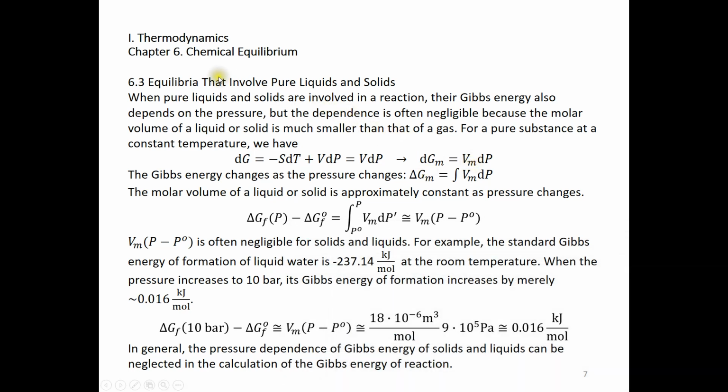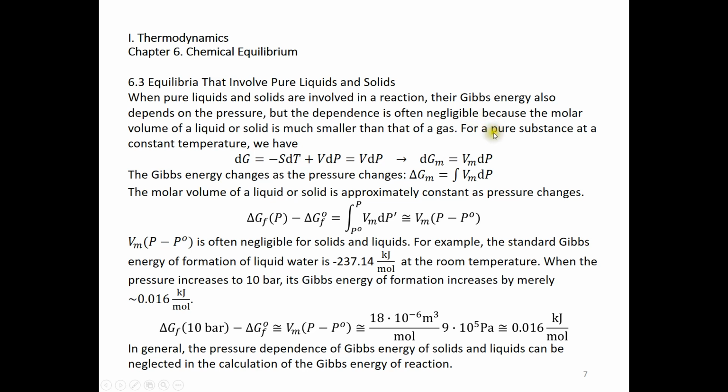Chapter 6, Chemical Equilibrium. Section 6.3, Equilibria that involve pure liquids and solids. When pure liquids and solids are involved in a chemical reaction, their Gibbs energy also depends on the pressure. However, this dependence is often negligible because the molar volume of a liquid or solid is much smaller than that of a gas, usually 1,000 times smaller. Therefore, we often neglect the pressure dependence of the Gibbs energy for solids and liquids.